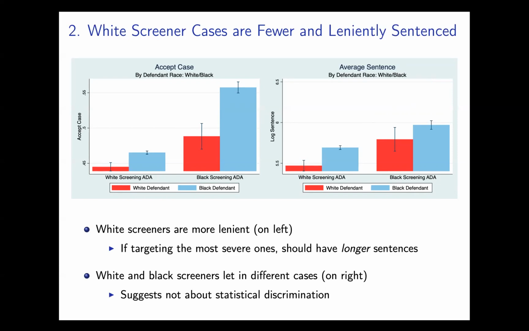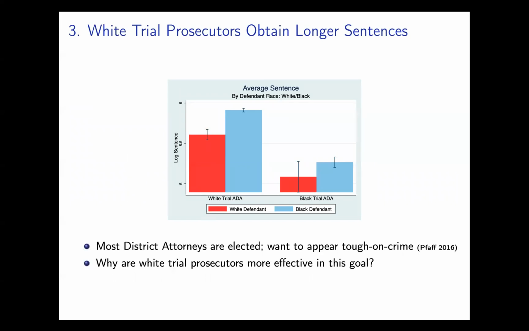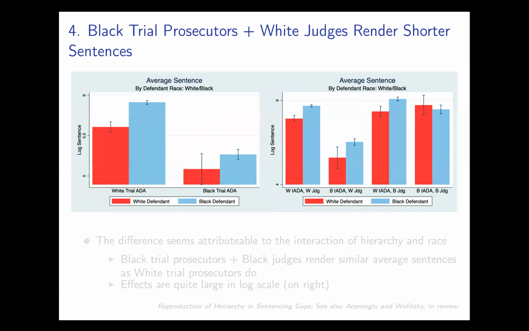Now, maybe the white prosecutors are just more lenient in general, screening in fewer individuals that render shorter sentences. But when they're a trial prosecutor, they obtain longer sentences. Most district attorneys are elected, and they want to appear tough on crime. So why are the white trial prosecutors more effective in this goal? Well, it appears attributable to the judge's race.